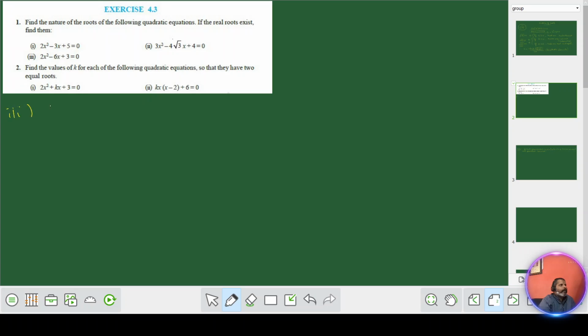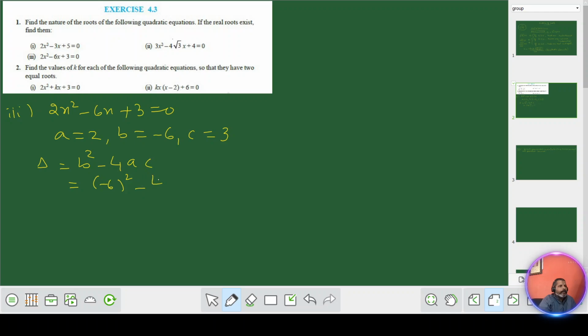The last one in the first main: 2x² − 6x + 3 = 0. On comparing it with ax² + bx + c, we get a = 2, b = −6, c = 3. Then the determinant is equal to b² − 4ac.